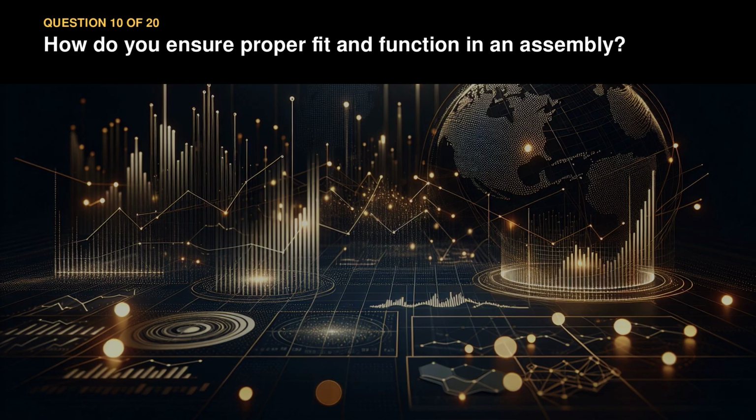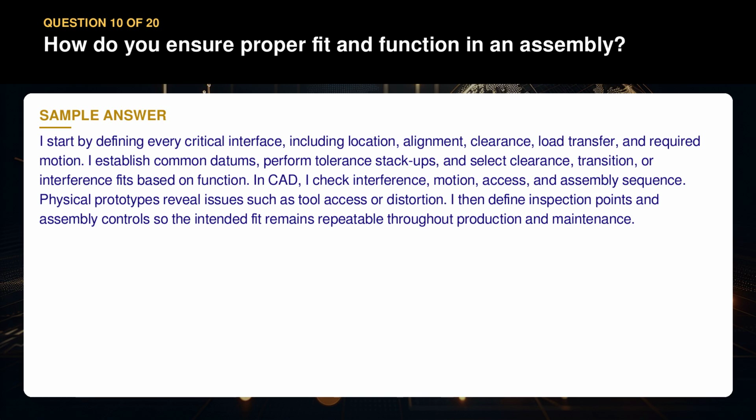Question 10. How do you ensure proper fit and function in an assembly? I start by defining every critical interface, including location, alignment, clearance, load transfer, and required motion. I establish common datums, perform tolerance stack-ups, and select clearance, transition, or interference fits based on function.